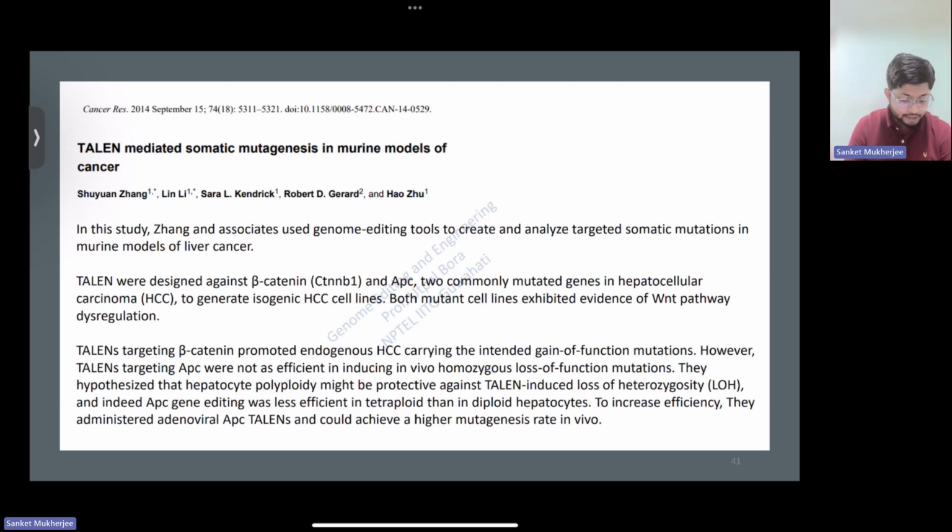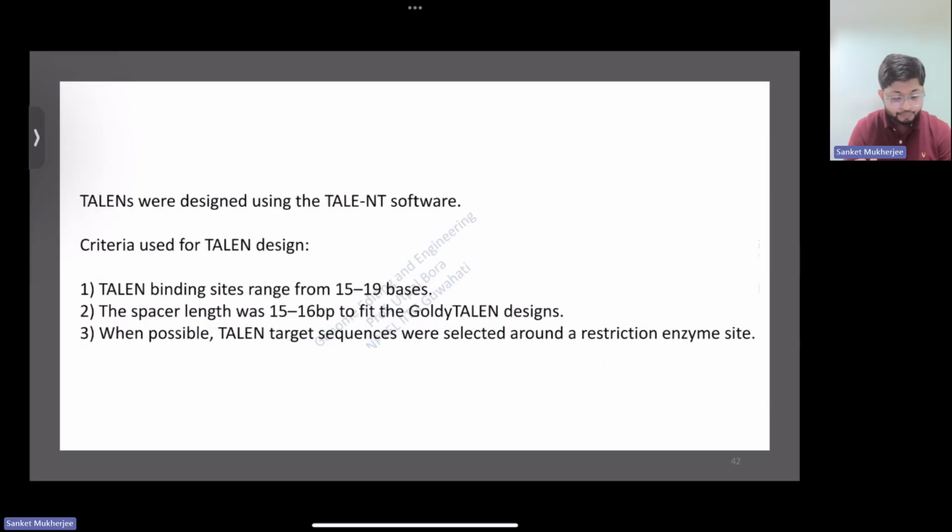However, TALENs targeting APC were not as efficient in inducing in vivo homozygous loss-of-function mutation. They hypothesized that hepatocyte polyploidy might be protective against TALEN-induced loss of heterozygosity. And indeed, APC gene editing was less efficient in tetraploid than in diploid hepatocytes. To increase efficiency, they administered adenoviral APC TALENs, and they could achieve a higher mutagenesis rate.